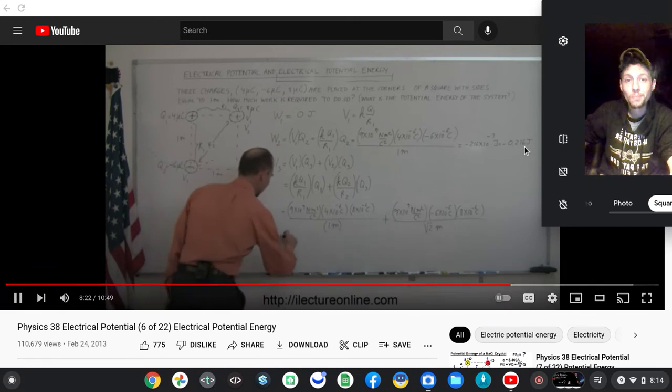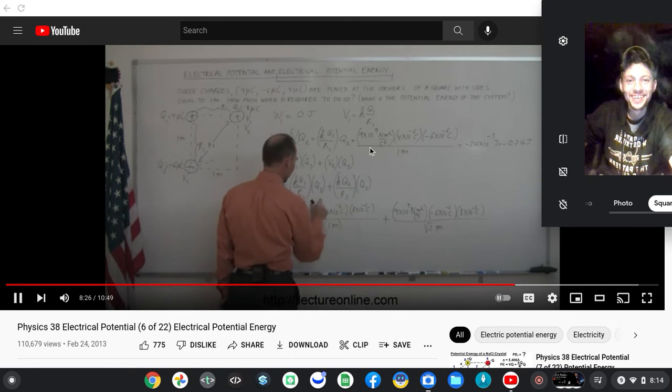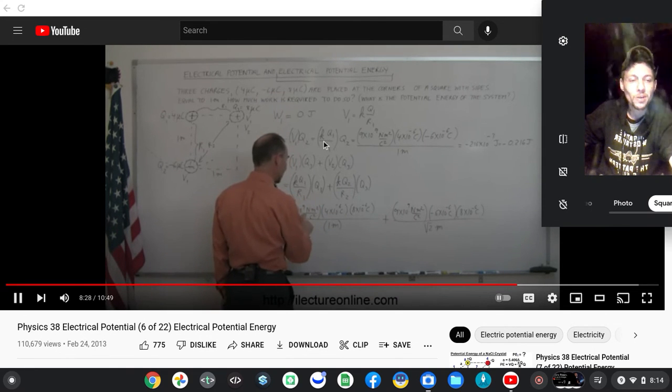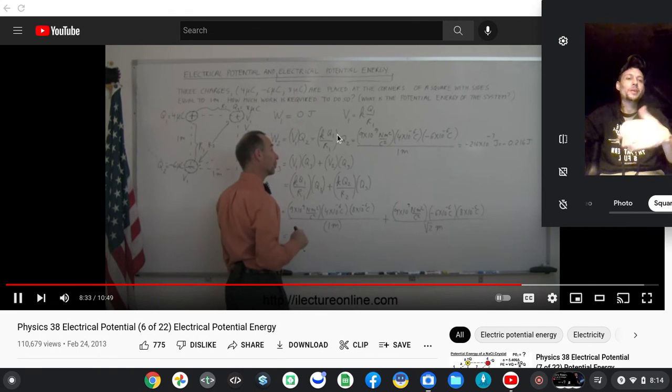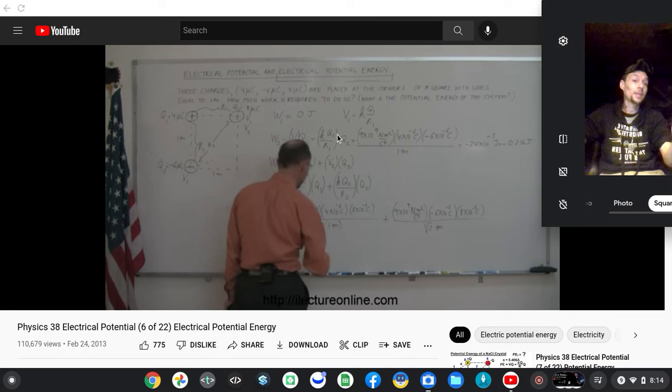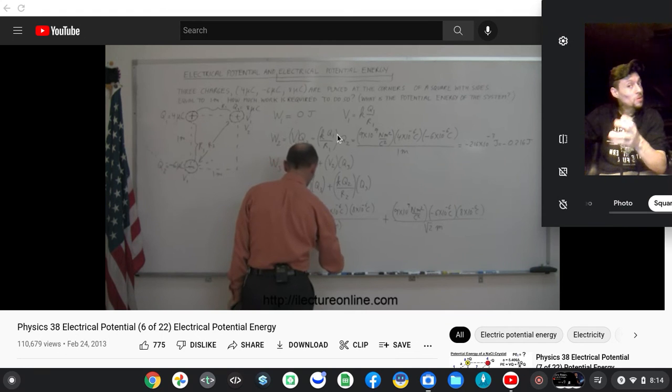Plug these values into a calculator. This is 10 to the minus 12, 10 to the 9, which turns into 10 to the minus 3. 4 times 8 is 32, and 32 plus the second term gives about 0.288 joules.